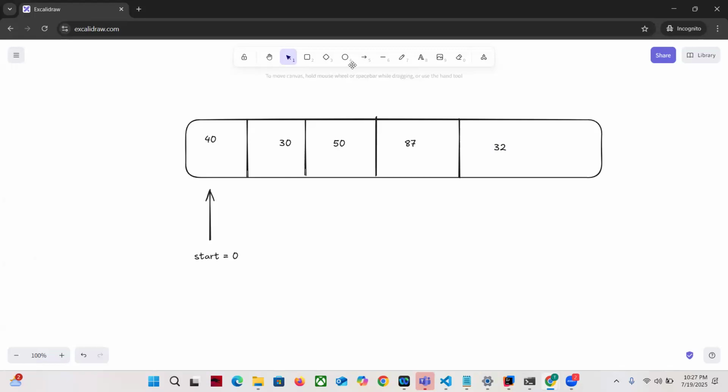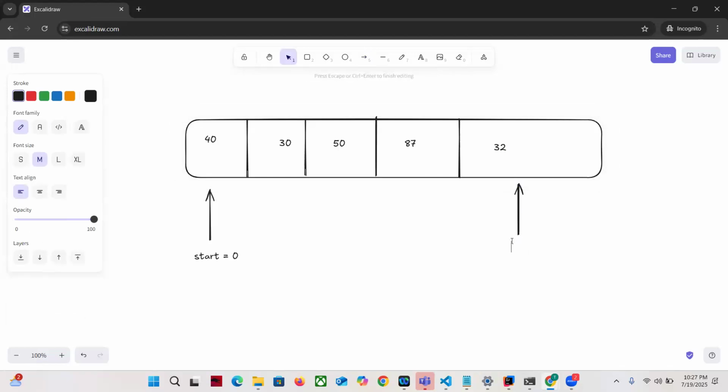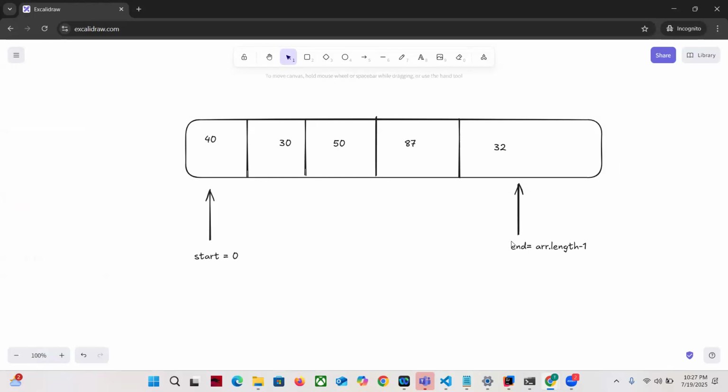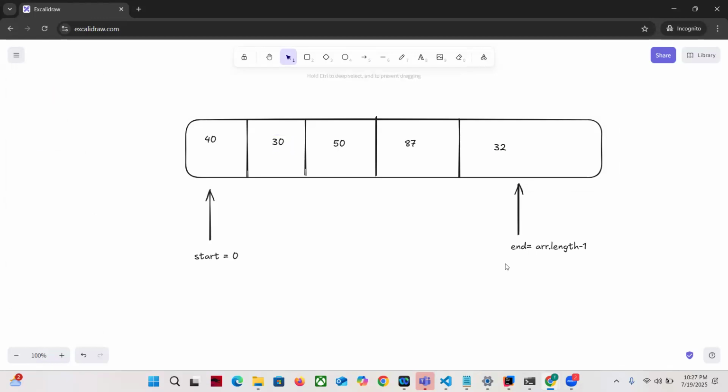Now this is the start index position, that is 0. And this is the last index position. I will say end is equal to ARR.length minus 1. Clear? So we are following a two-pointer approach. What do you mean by two-pointer? Like this, we have two different pointers in the array. Great. Now what we are doing here?